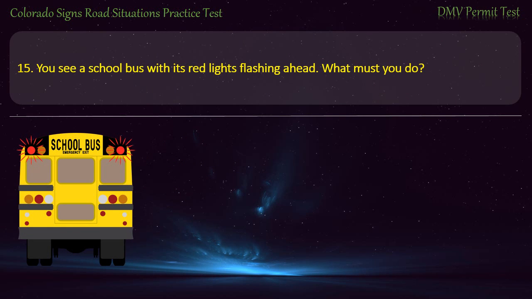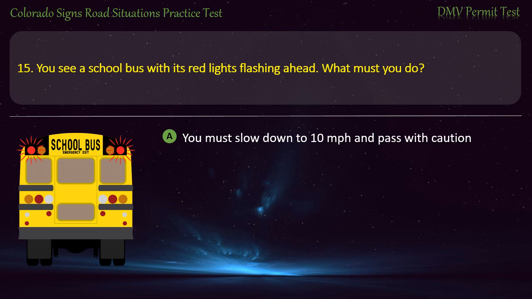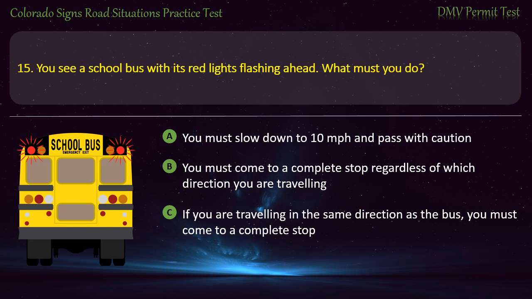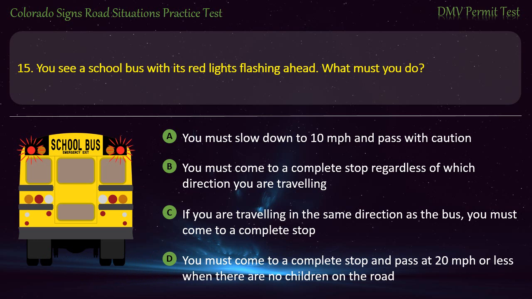Question 15. You see a school bus with its red lights flashing ahead. What must you do? You must slow down to 10 miles per hour and pass with caution. You must come to a complete stop regardless of which direction you are traveling. If you are traveling in the same direction as the bus, you must come to a complete stop. You must come to a complete stop and pass at 20 miles per hour or less when there are no children on the road.